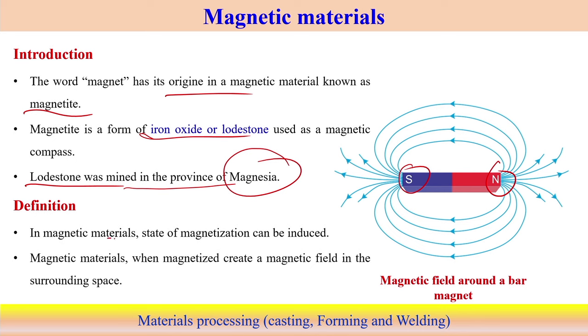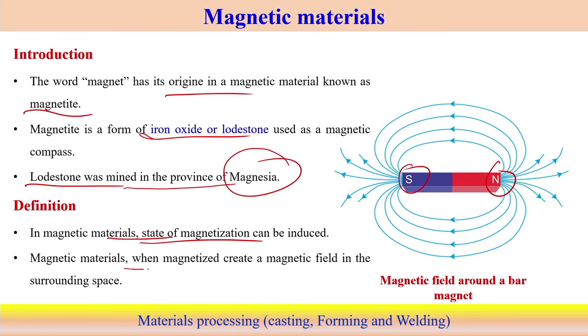So definition: in magnetic materials, a state of magnetization can be induced. There are magnetic materials in which magnetism can be induced, or there might be materials where a permanent magnet exists. In both ways we can utilize the magnetic materials in different applications. When one particular material is magnetized, it creates a magnetic field, and it exists over the surrounding space. So that means this magnetic field exists within a limited space.